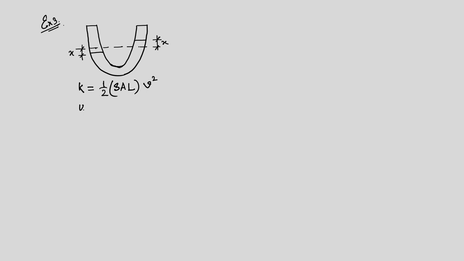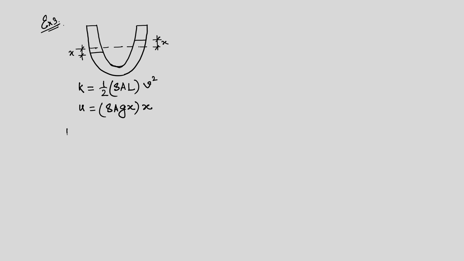What is the potential energy in this case? U, or you can write Ep. So, this is again rho A, that is the mass per unit length, times g is the mass, times x is the total mass moving, and then times x. So, that is the potential energy.